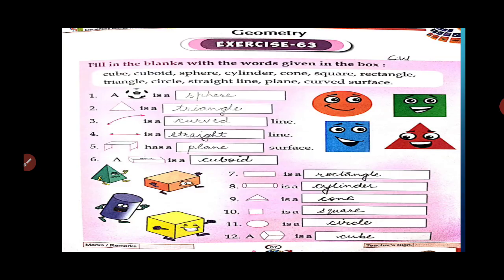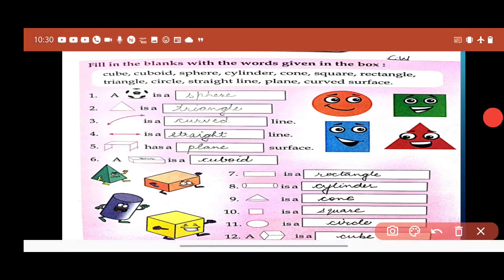This is page 67 of mental maths. So there are some words given in the box. So let us fill in the boxes with these words. A football is a dash. So what is the shape of a football? It's a sphere, right? The second picture, it's a 2D shape. What is it? Yes, it's a triangle, three-sided figure.